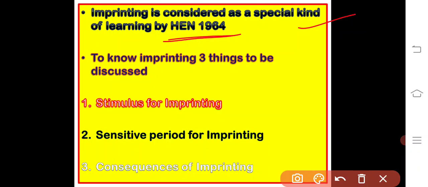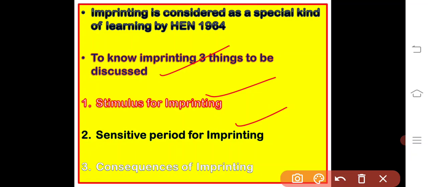In order to know about imprinting, we have to discuss three things mainly. Number one, which kind of stimulus is very essential for the imprinting process? Whether there is any sensitive period for imprinting in the developmental ages of the individuals, whether there is any end to this sensitive period, and what are the consequences of the imprinting which has taken place in the childhood stage, what are the consequences that will happen in the future, in the adult animals.